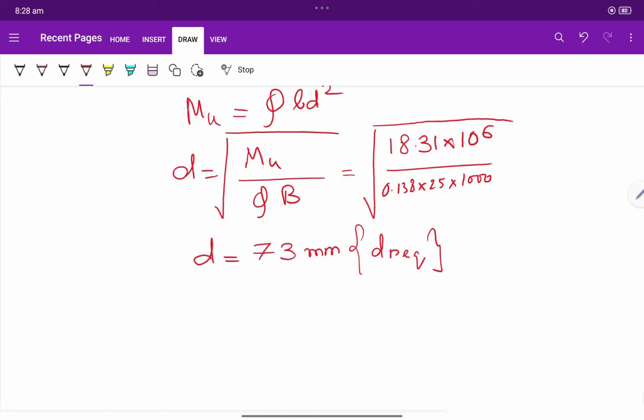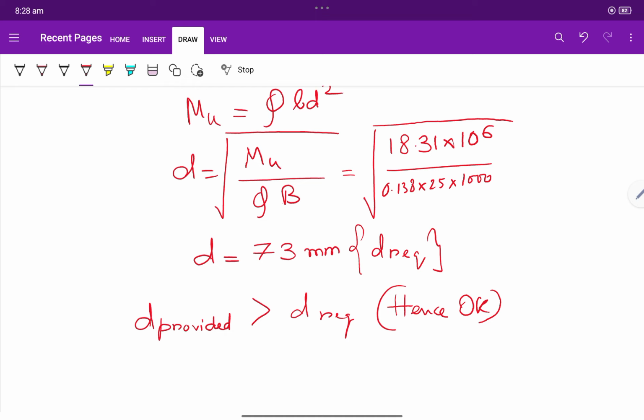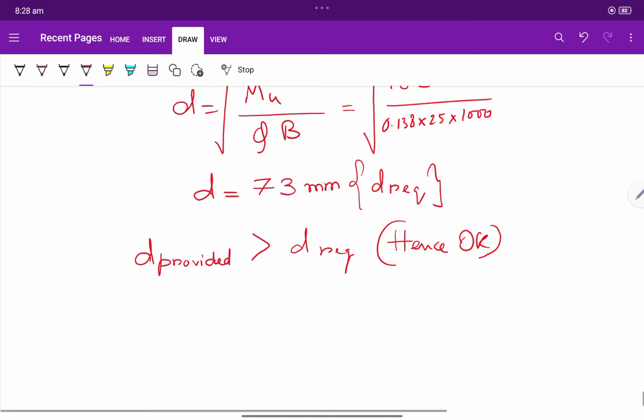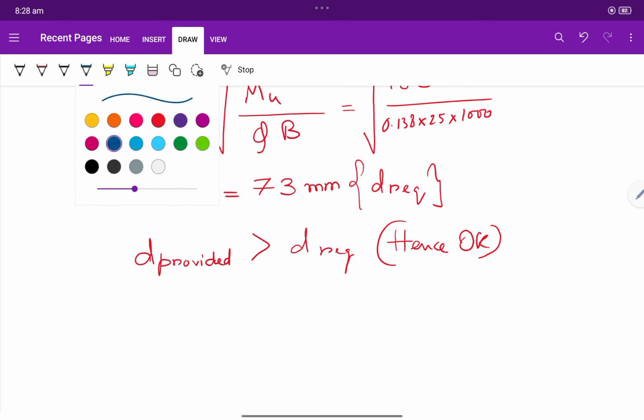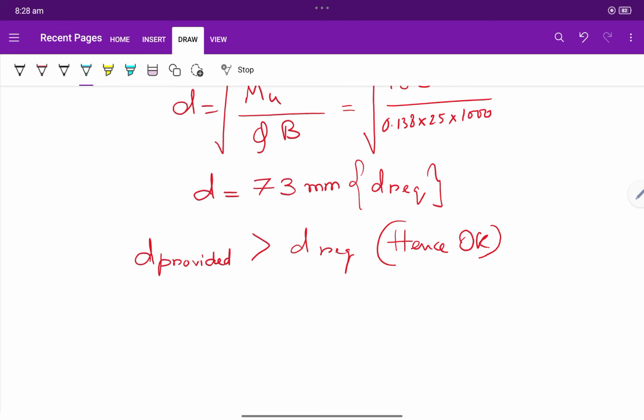So you can say that d provided is greater than d required, hence okay. Yeah, now we have to do the next step. Let's see the next step, we have checked for the depth.